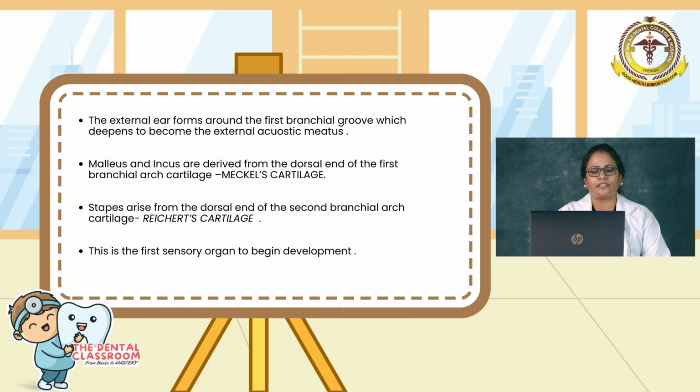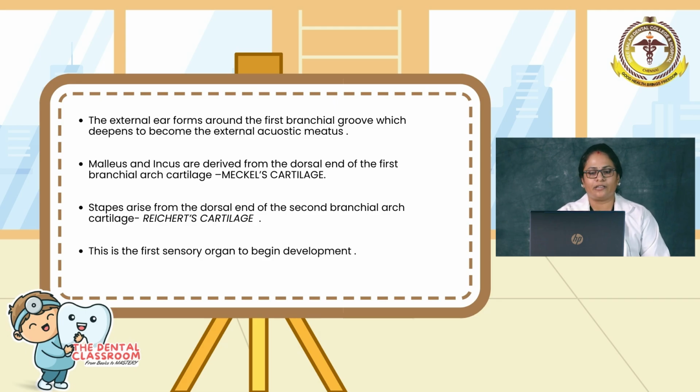So the ear is unique because it develops from 3 different parts of the embryo, as we have already seen. Just a recap, the external ear comes from the first pharyngeal cleft. This cleft deepens to form the ear canal. The little swellings around it fuse together to create the auricle or the pinna, the part that we see outside.